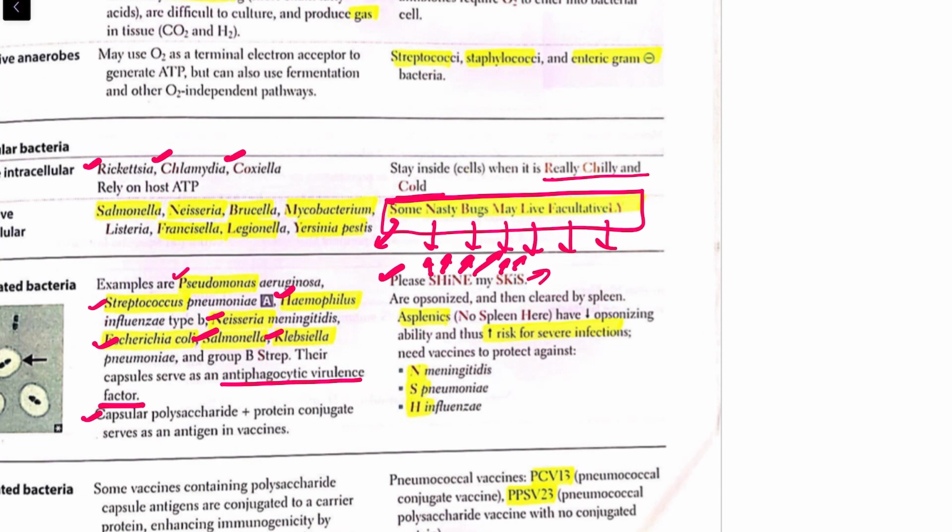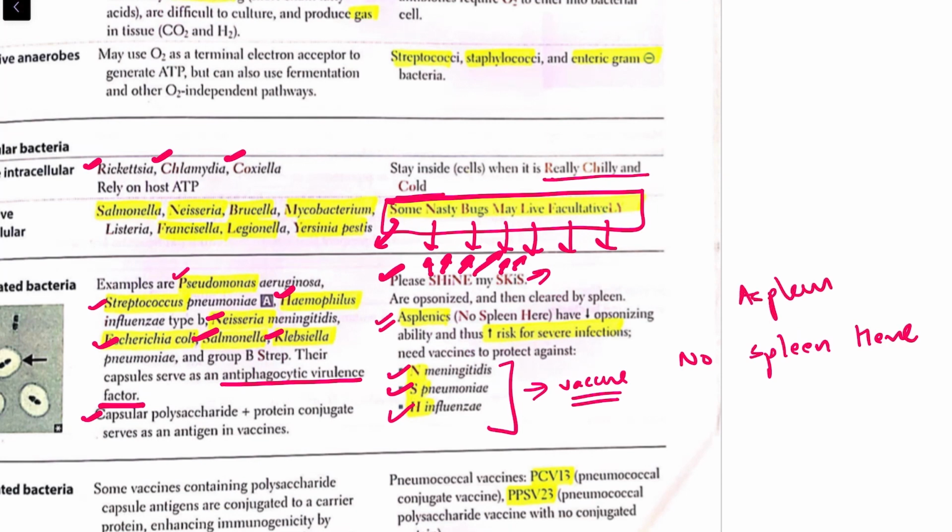ठीक है. Remember that they are opsonized and then cleared by the spleen. So in asplenics, remember no spleen here. Neisseria, Streptococcus pneumoniae, H influenzae, there is increased risk of infection. Hence in तीनों की we give vaccine to the patient. ठीक है. What? No spleen here in asplenics.